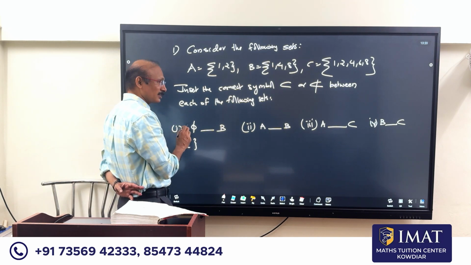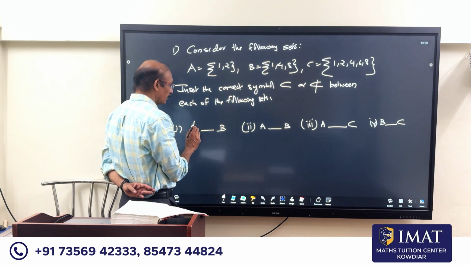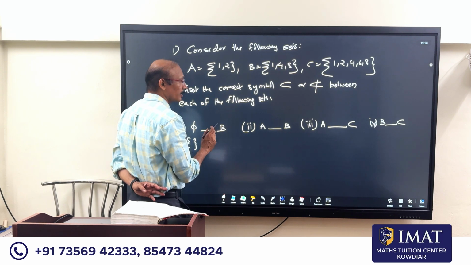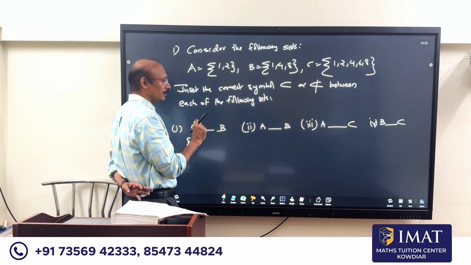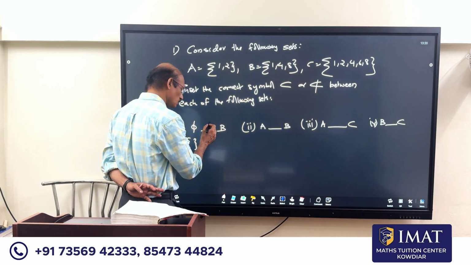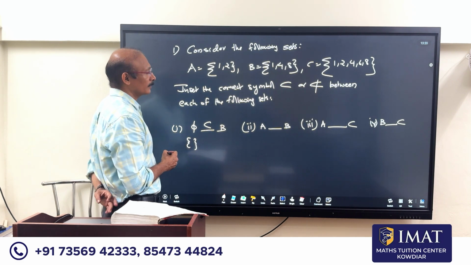So, this is a set. Phi and B. We have studied a property: null set is a subset of every set. So, null set is a subset of B.